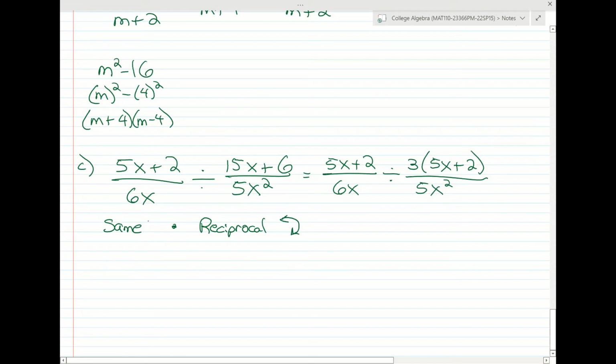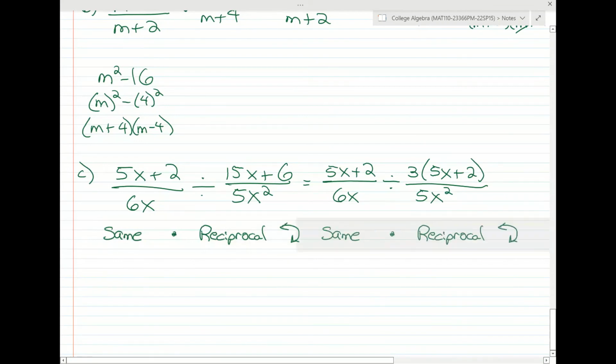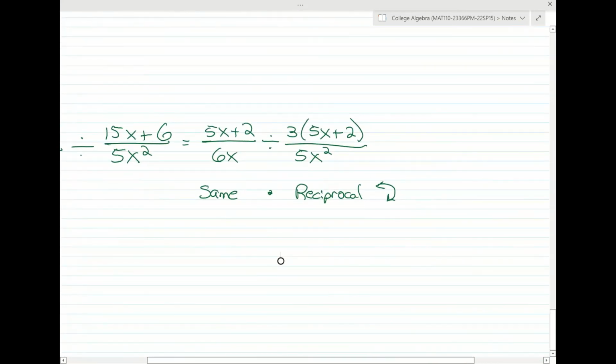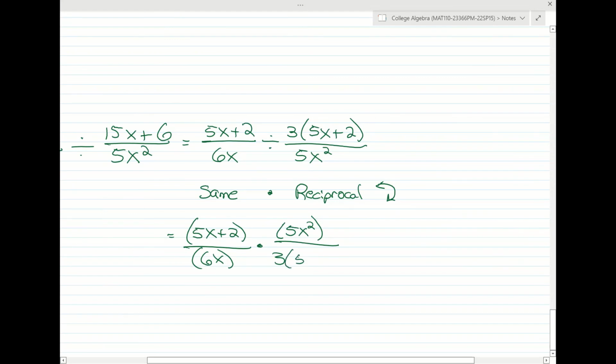Now that it's completely factored, what we want to do is keep this first fraction the same, but then flip that second fraction. So what this turns into is 5x plus 2 over 6x times the reciprocal, which would be 5x squared over 3 times 5x plus 2. What we did is we flip that second fraction, top and bottom. That's what reciprocal means.